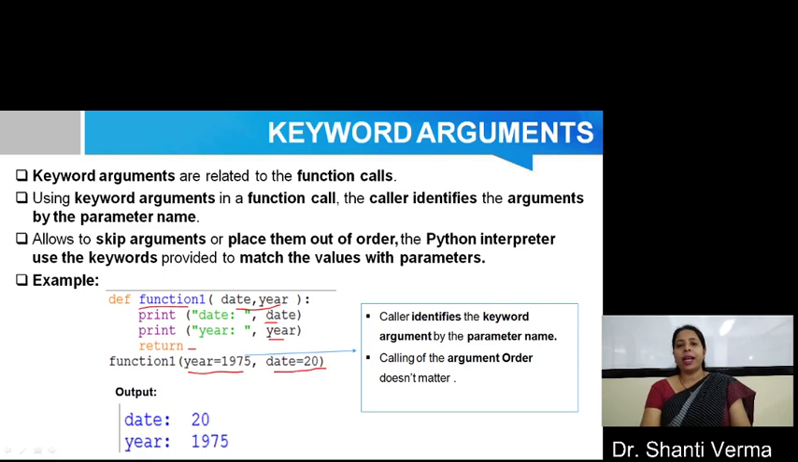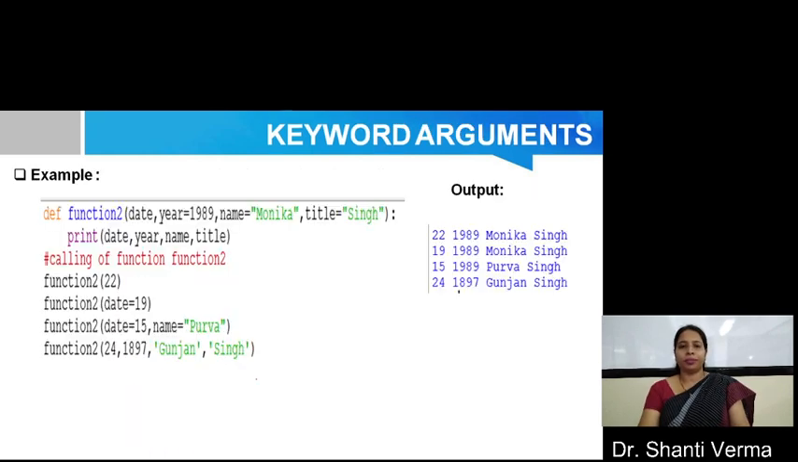You can see that in declaring the function, date is the first parameter and year is the second parameter, but in calling, year is the first parameter and date is the second. So in keyword arguments, the order of the parameters does not matter. You can see the output is date equals to 20 and year equals to 1975.